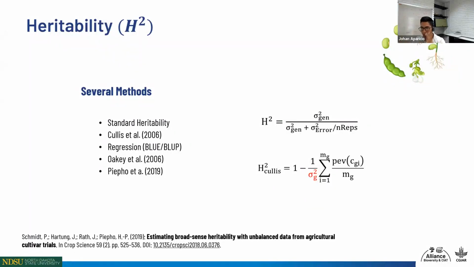The one that we have been using most is basically the Cullis heritability. It considers many other things that the other ones probably do not. That's why we have been using this one, and this Cullis heritability is the one that is implemented in MrBean. So if you are wondering what heritability we are going to see in the tool, it is basically Cullis heritability. Here I leave a paper where you can find more information about estimating broad-sense heritability.